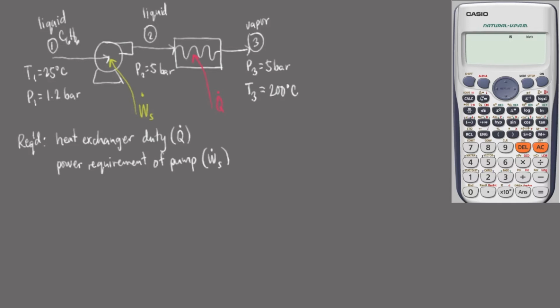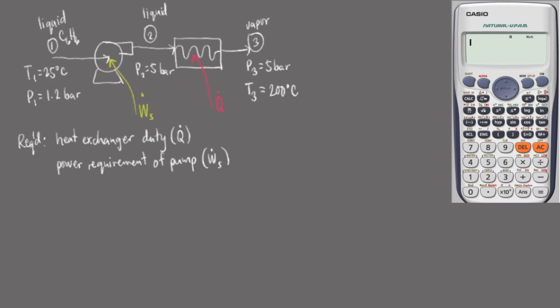For the second process, we are heating the benzene such that it turns from liquid to vapor at constant pressure. We know that the temperature of the outlet is 200 degrees Celsius. That is, of course, with the addition of heat to the heat exchanger, presumably with the use of a heat exchange fluid. We are required to solve for the heat exchanger duty, which is simply the rate of heat transfer provided to vaporize our benzene.